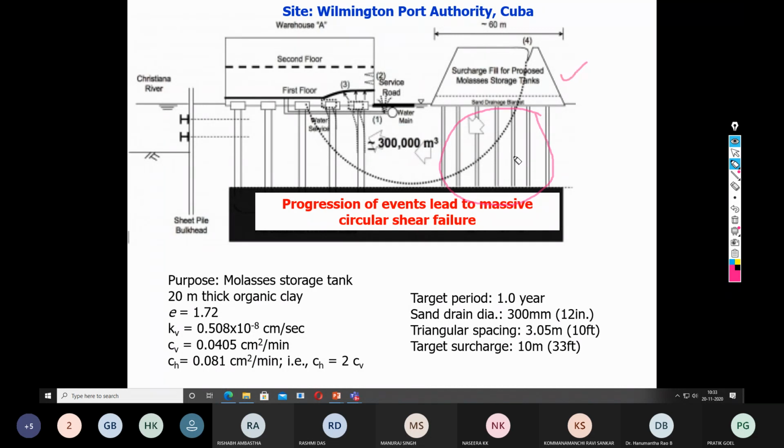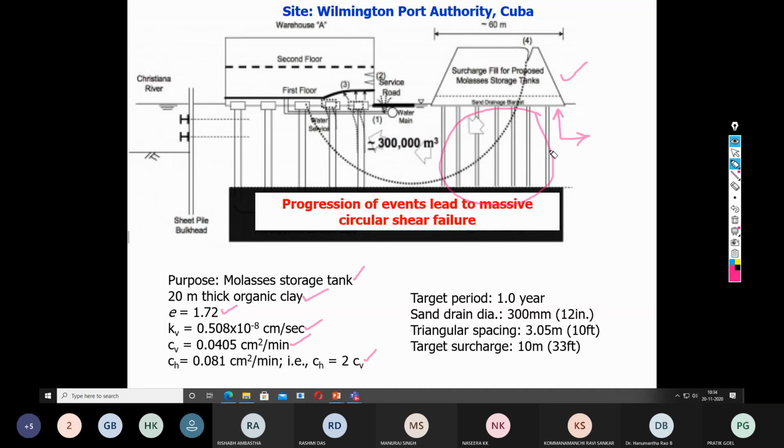So he has designed everything. His primary purpose is to construct a molasses storage tank on a 20-meter thick organic clay, and these are the properties of the clay. The initial void ratio is 1.72. The vertical coefficient of permeability is this much, and then the coefficient of consolidation in the vertical direction and the coefficient of consolidation in the horizontal direction. One important thing is, when you talk about the sand drain technology, the water moves or permeates in both the vertical direction as well as the lateral direction.